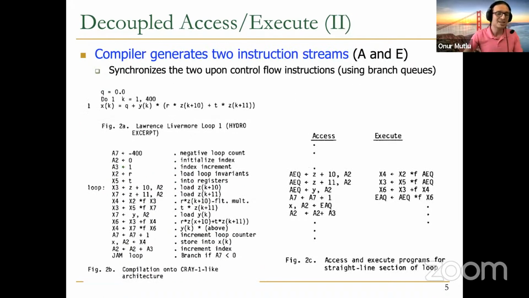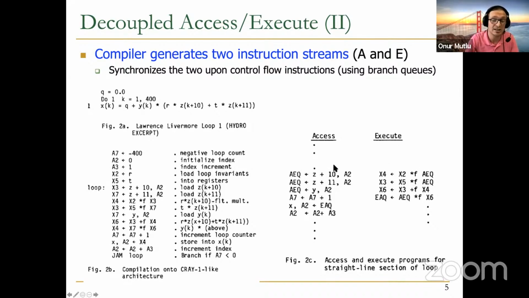Okay, so essentially, the basic idea is instead of having a single instruction stream, like this very famous loop, a Livermore loop, that does some scientific computation, you basically have two instruction streams, access and execute, and it's essentially doing the same thing. But whenever you need to do memory access, you do it over here. Whenever you need to do operations, executions, and branches, you do it over here.